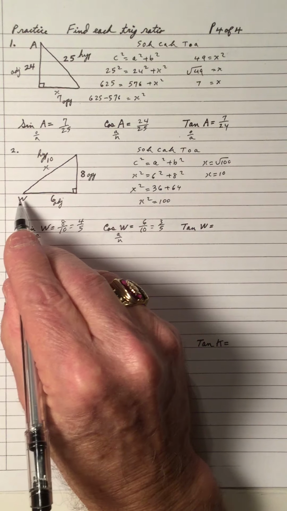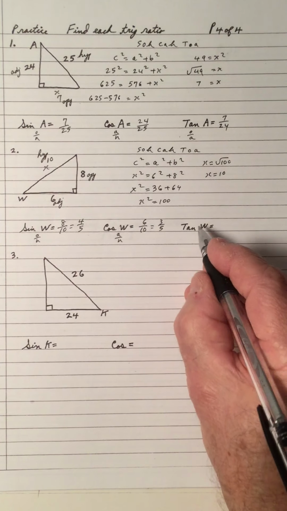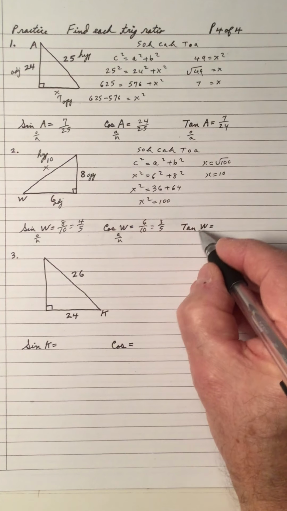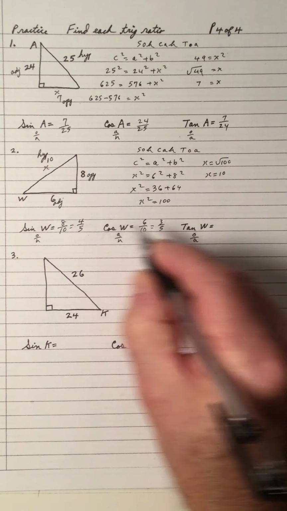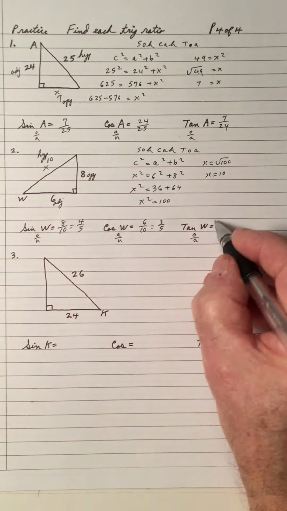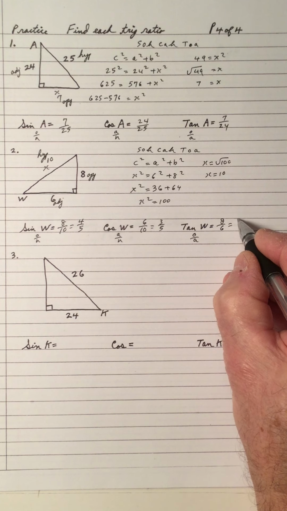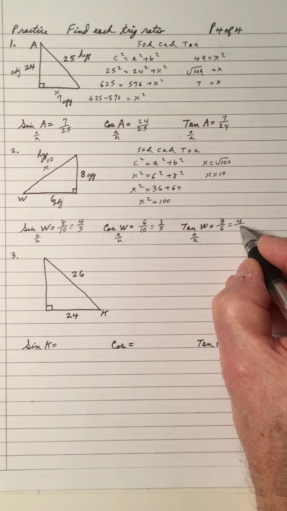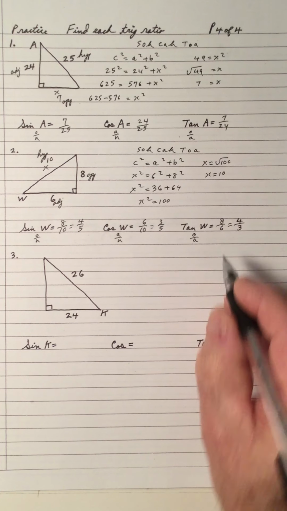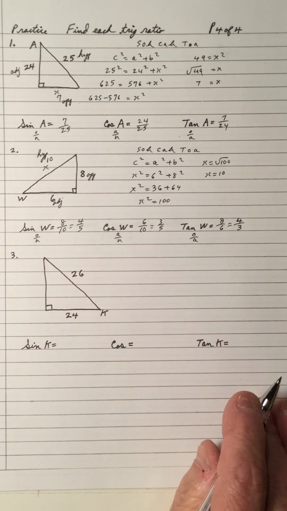And for W, tan is SOHCAHTOA, opposite over adjacent. So that's 8 over 6. And 8 over 6 reduces down by 2. 2 into 8 goes 4. 2 into 6 goes 3. And that one is done.